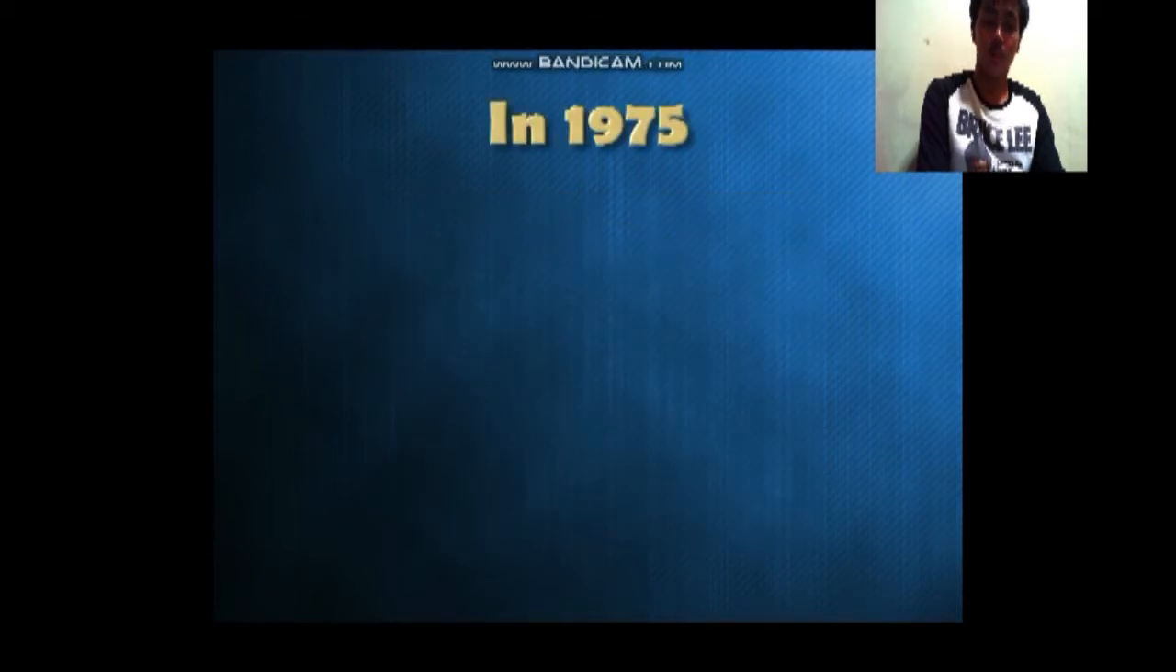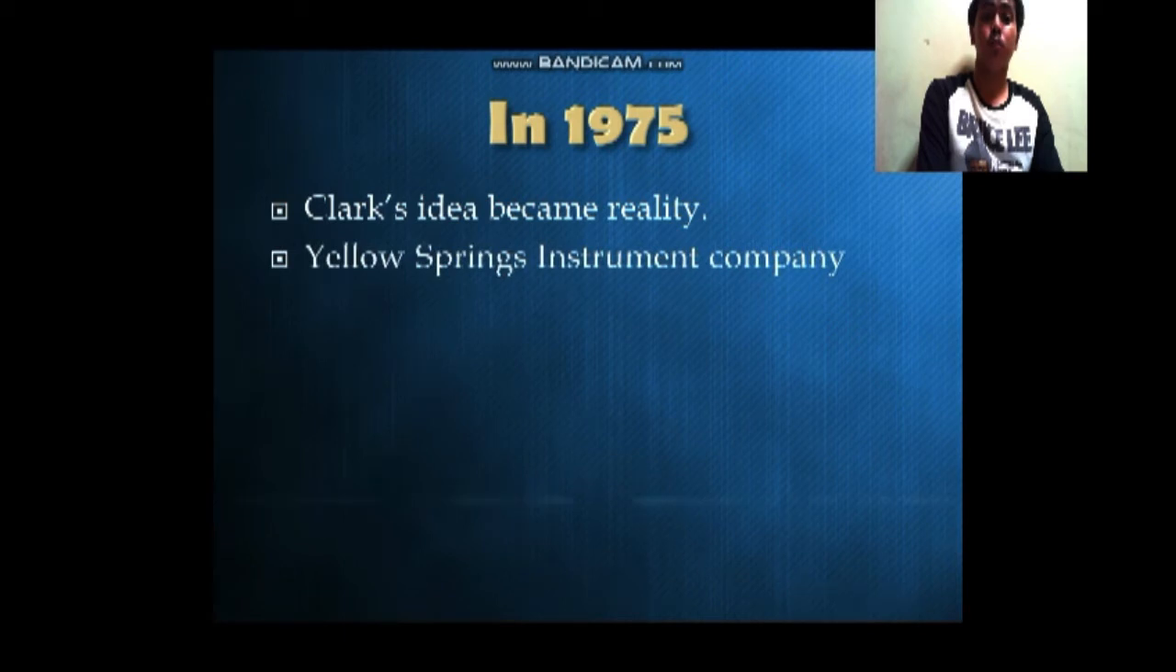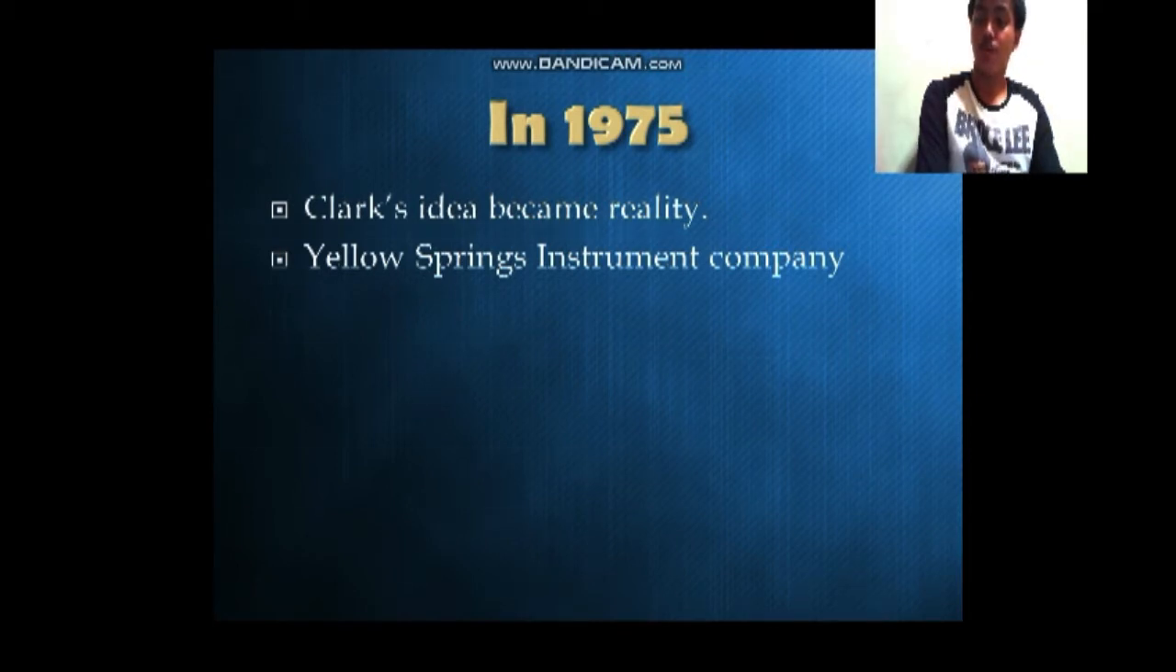In 1975, Clark's idea became reality. Why? Because Yellow Springs Instrument Company launched the glucose analyzer, which is based on the amperometric detection of hydrogen peroxide. This was the first of many biosensor-based laboratory analyzers to be built by companies around the world.